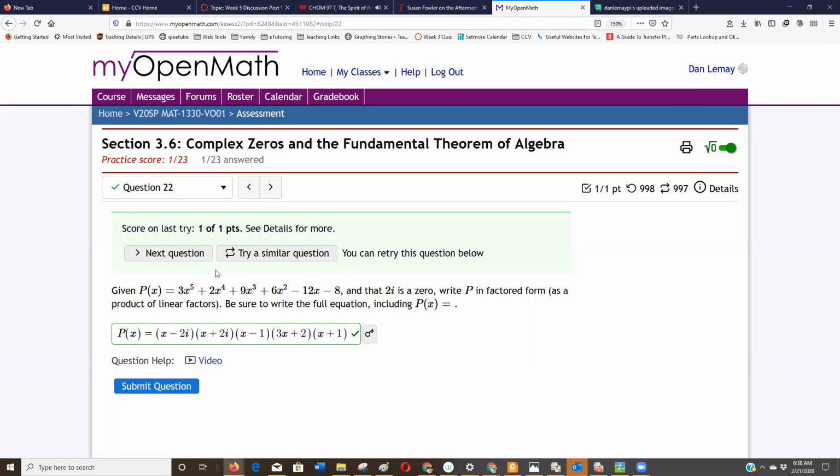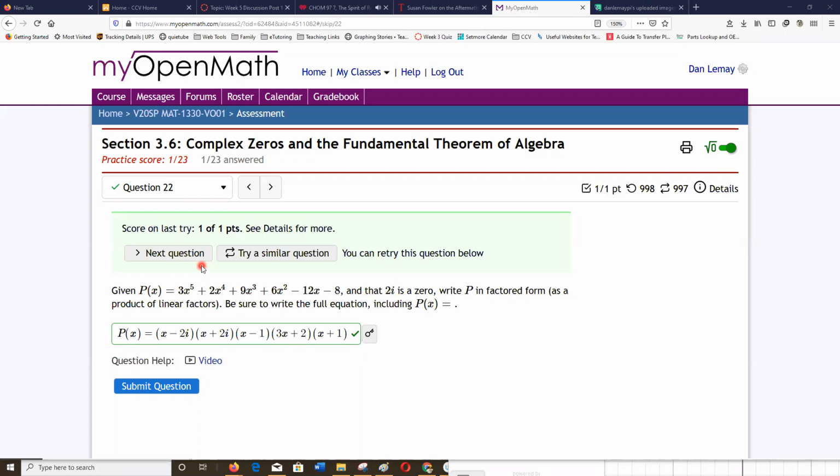So for this question here, for section 3.6 on the MyOpenMath, they're telling me that they want me to factor this fifth degree polynomial. They're also telling me that 2i is a zero, and they want me to write it all in factored form with linear factors.